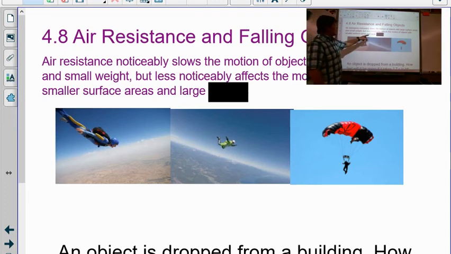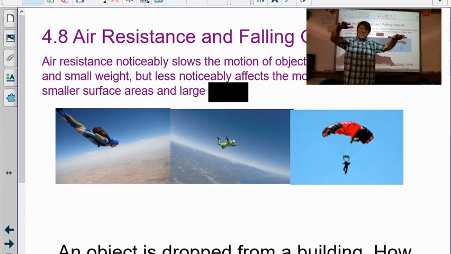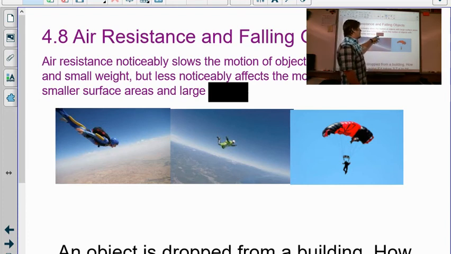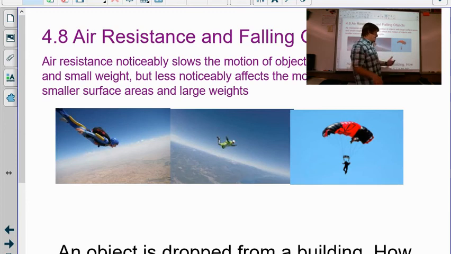So large surface areas and small weight, but less noticeably affects the motion of objects with smaller surface areas. So if you were to reduce the surface area, instead of taking the paper, which is all spread out, crumple it up and drop it, it will fall much faster, and a large weight. So if I take a beach ball and a cannonball, and I try to throw them, well, the cannonball, maybe I can't throw that far, but the air resistance is going to have much less effect on the cannonball than it would on a beach ball, okay?